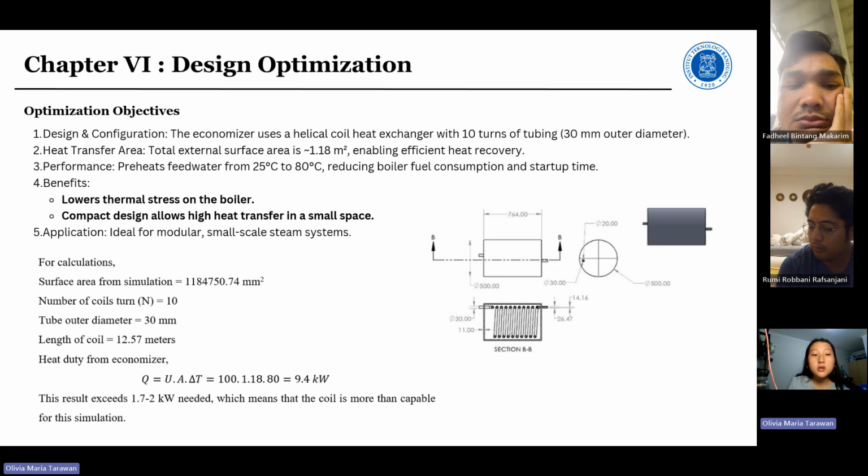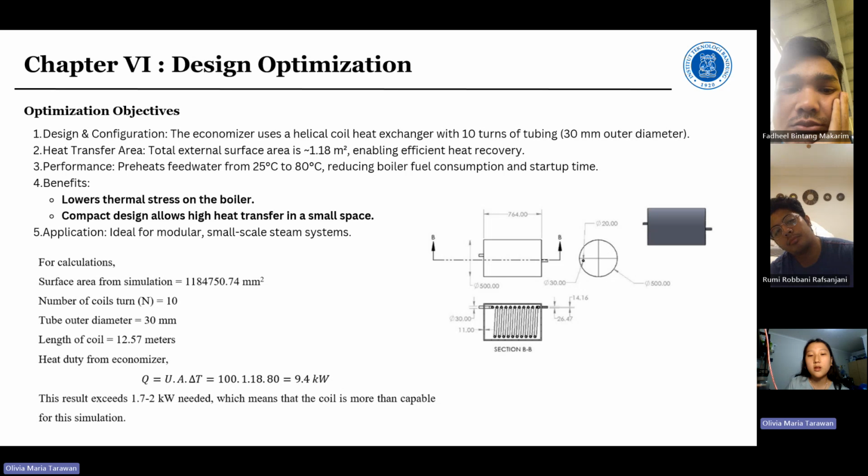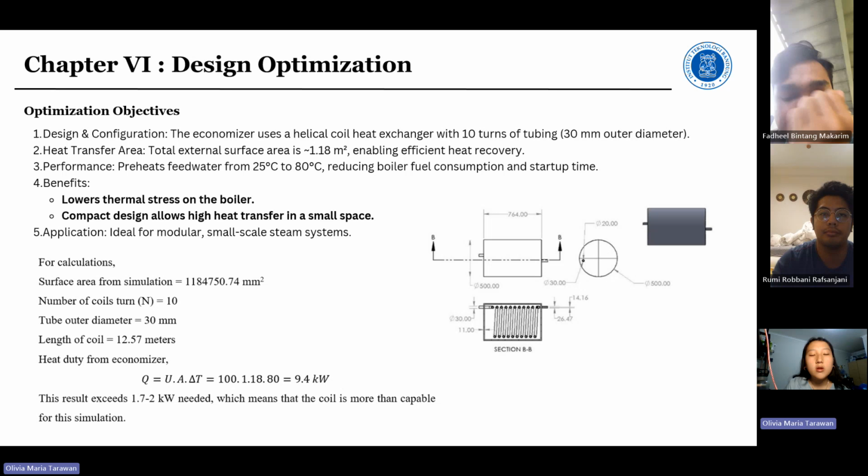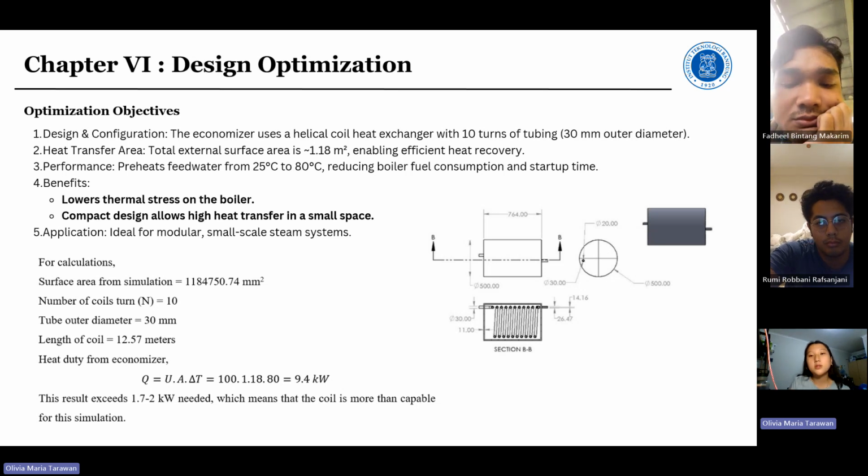Functionally, the system preheats water from 25 degrees Celsius to 80 degrees Celsius before it enters the boiler. This reduces fuel consumption, lowers thermal stress, and also significantly shortens the startup time. Apart from that, it also improves overall system efficiency. We believe this is quite ideal for our modular and small-scale system where space and energy efficiency are priorities. This economizer not only enhances performance but also contributes to a more sustainable and cost-effective steam generation system.